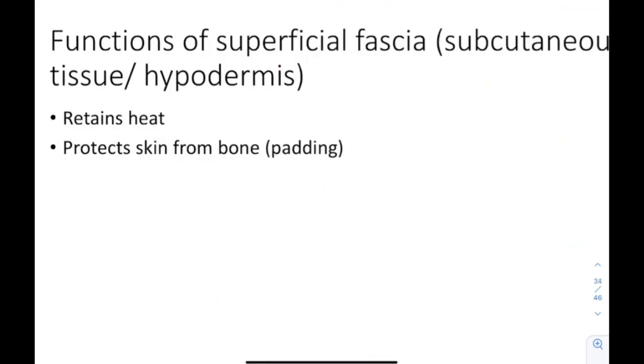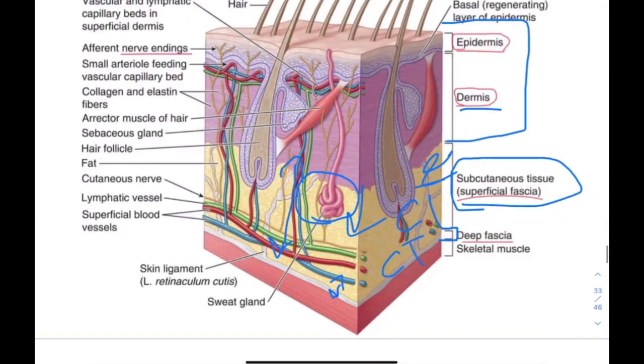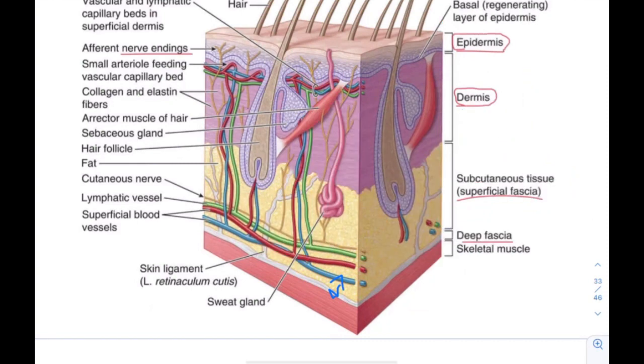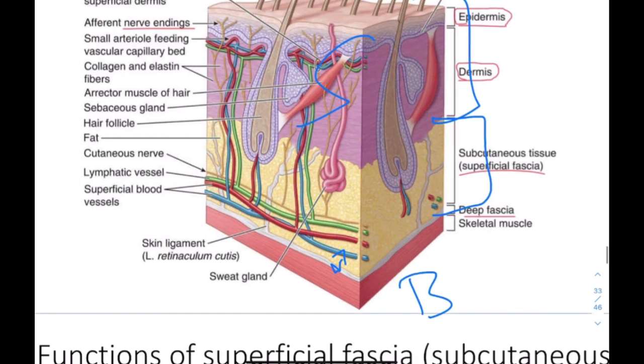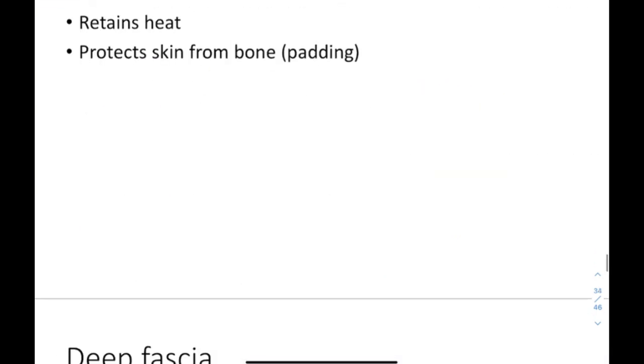Let's talk about the functions of the superficial fascia. It retains heat, so it blocks heat loss. It allows you to keep the heat to warm your body, and it protects the skin from the bone. So if we go back to the picture, here we have the skin. Then we have this layer, the subcutaneous tissue or the superficial fascia. It retains heat and it protects the skin from the bone. So it acts as padding, basically.